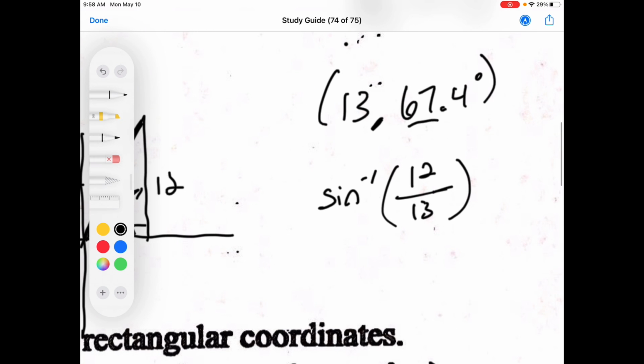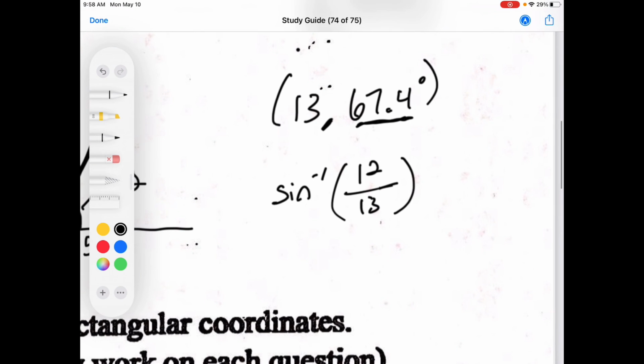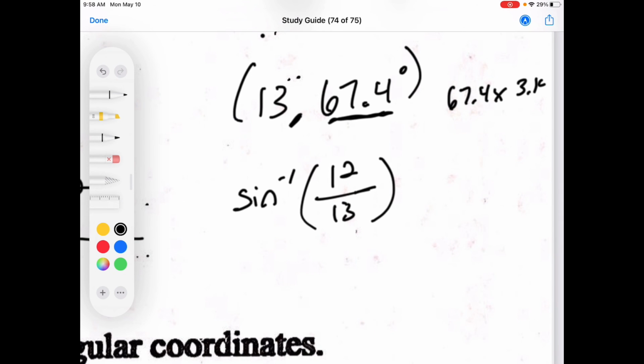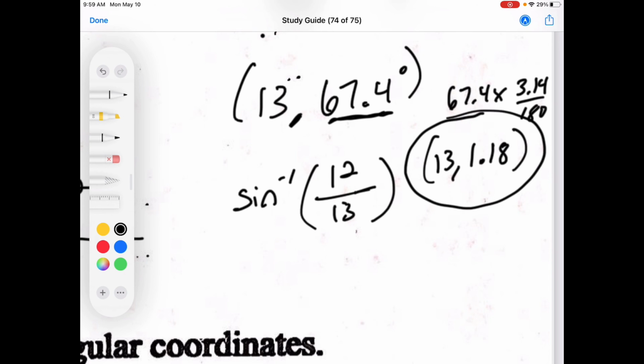But remember, we want to put our answer in radians, not degrees. So we can make this degree a radian. And the way you do that, we'll do 67.4 times 3.14 over 180. So let's do that. 67.4 times 3.14 divided by 180. Okay, so my decimal, so I'll rewrite my answer. Radius is 13. My decimal would be 1.18 to the nearest 100th. And that's my answer.